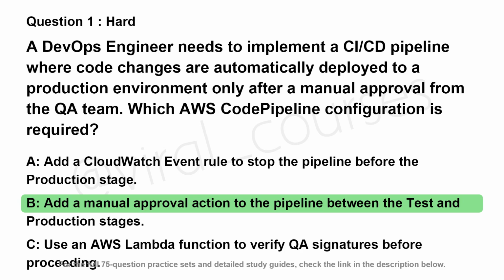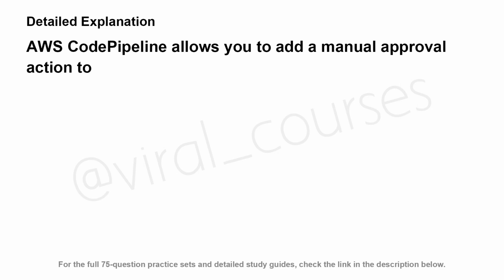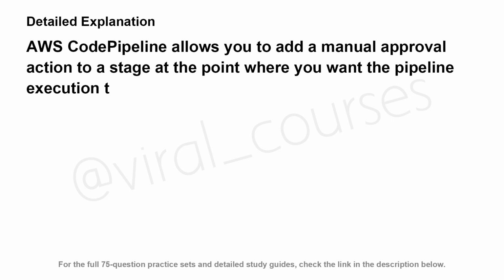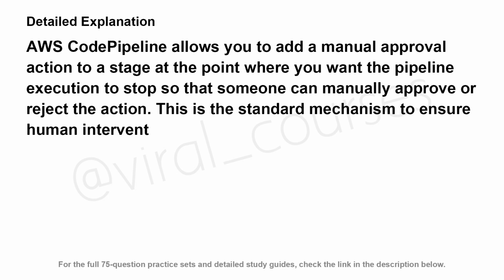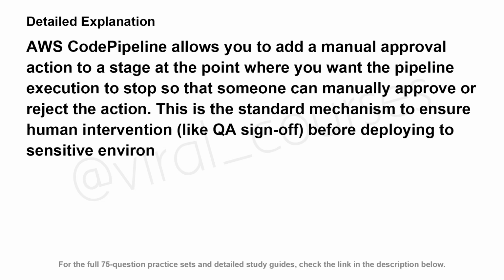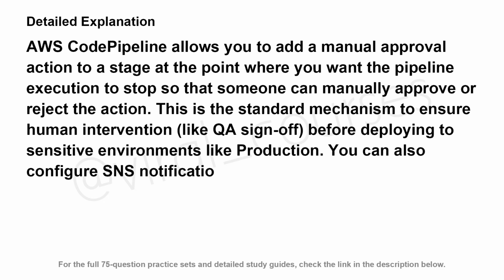The correct answer is B. AWS CodePipeline allows you to add a manual approval action to a stage at the point where you want the pipeline execution to stop so that someone can manually approve or reject the action. This is the standard mechanism to ensure human intervention, like QA sign-off, before deploying to sensitive environments like production. You can also configure SNS notifications to alert the approvers.